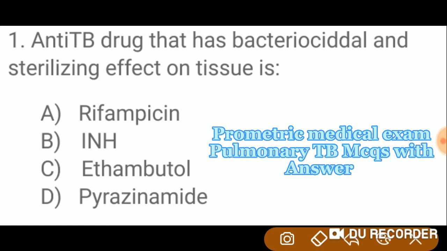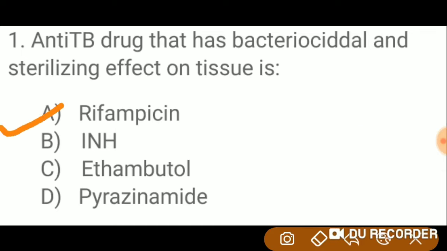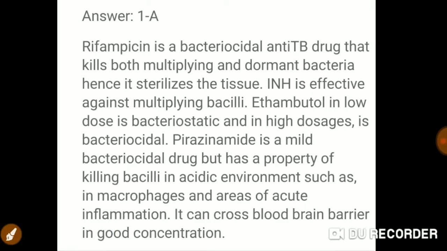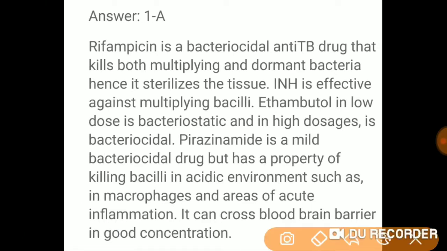Anti-TB drug that has bactericidal and sterilizing effect on tissue is... So the answer here is rifampicin. Why rifampicin? Let's discuss. Rifampicin is a bactericidal antitubercular drug that kills both multiplying and dormant bacteria, and hence it sterilizes the tissue. Whereas isoniazid is effective against multiplying bacilli.